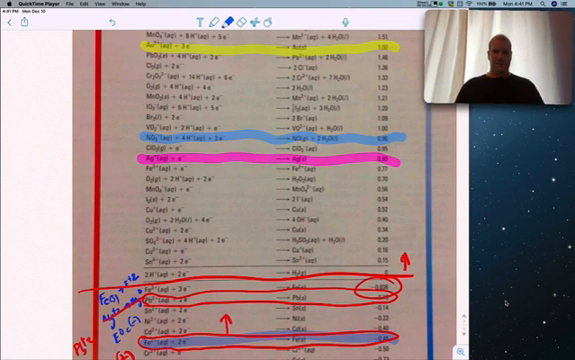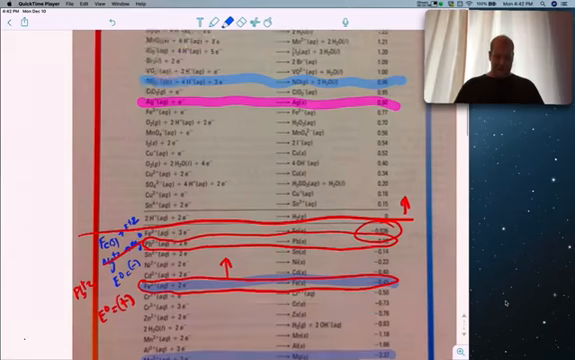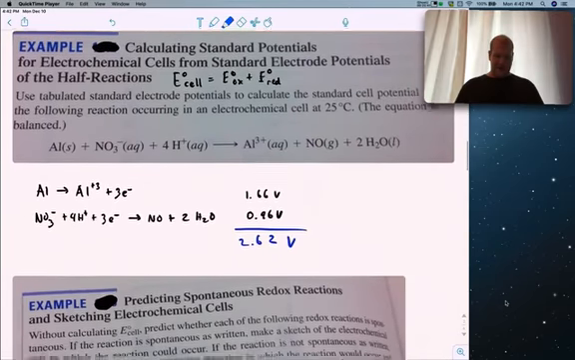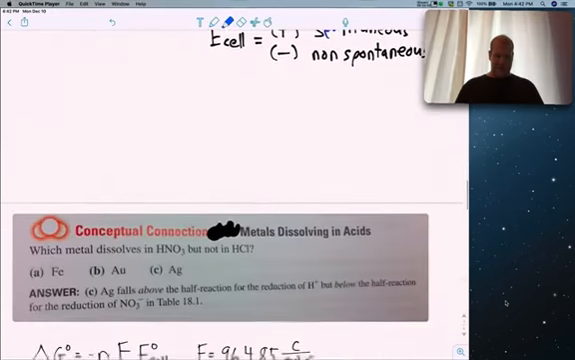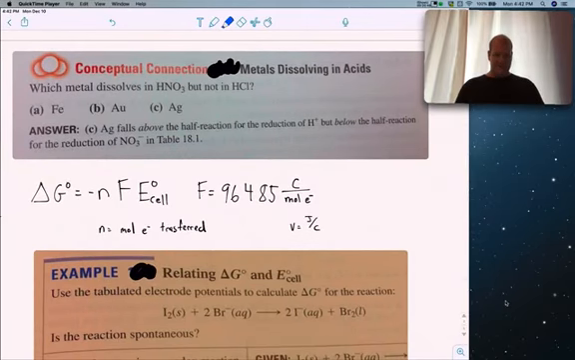Gold will not dissolve in nitric acid. You can get gold to dissolve. You have to use something called aqua regia, which is a mixture of hydrochloric and nitric. So which one will dissolve in that? It's the silver. And the argument there is in the chart, and it's also the E0 is positive for that one.